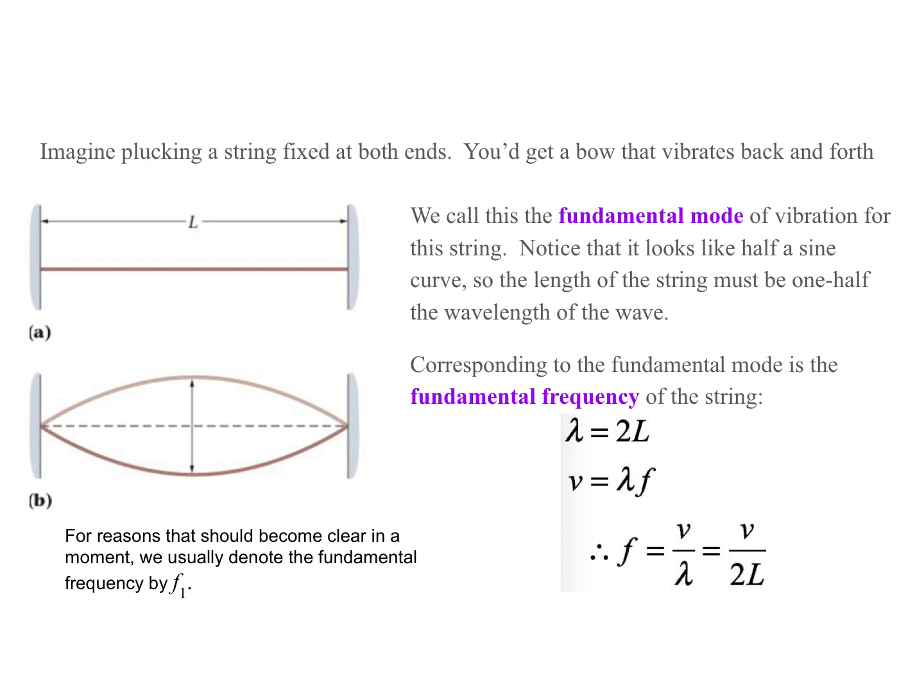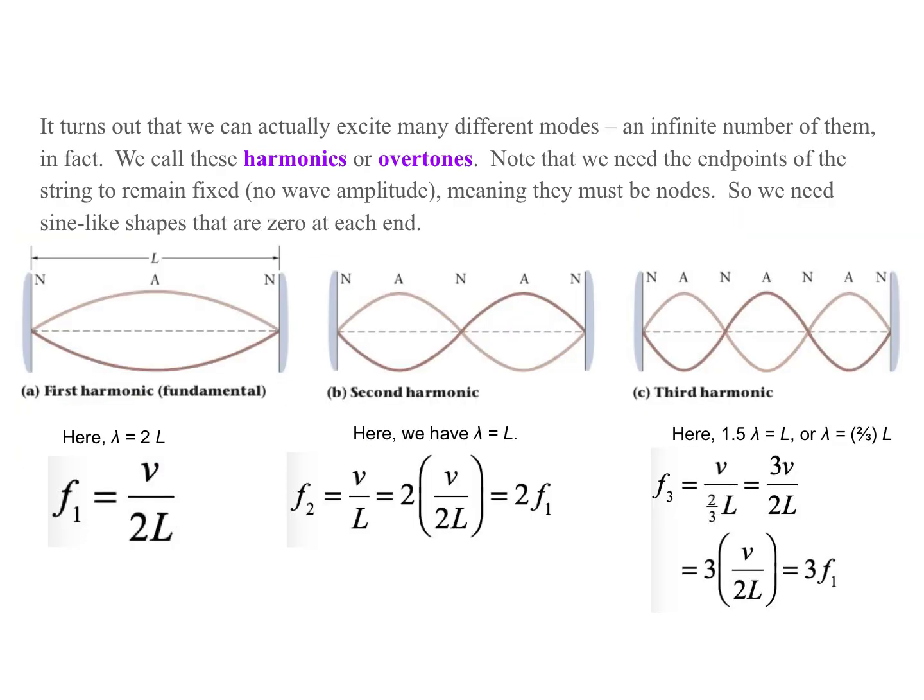For reasons that are going to become clear in a little bit, we usually denote the fundamental frequency by f sub 1. It turns out that we actually excite many different modes, an infinite number in fact. We call these harmonics, or overtones. Notice that we need the endpoints of the string to remain fixed, with no wave amplitude, meaning they must be nodes. So we need sine-like shapes that are 0 at each end. Here's the first three harmonics.